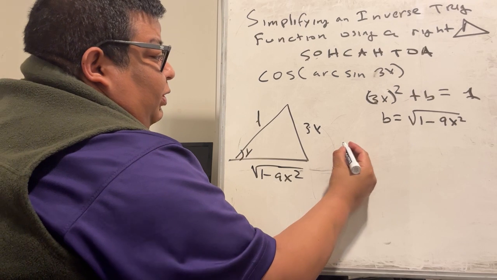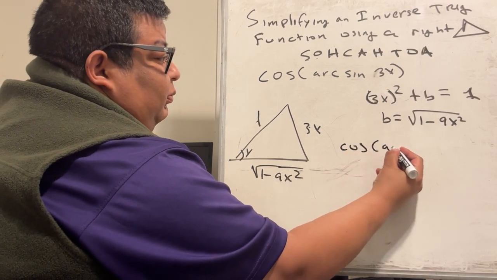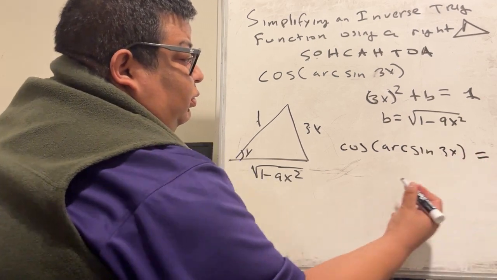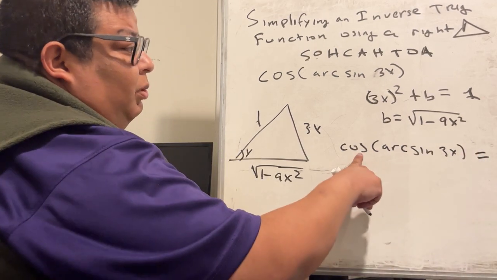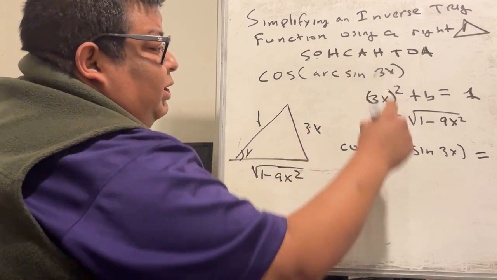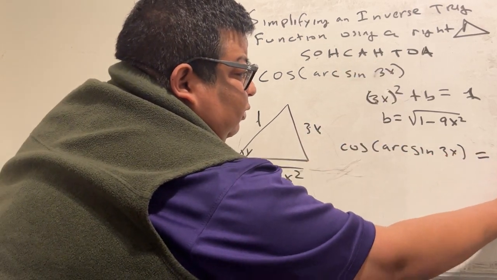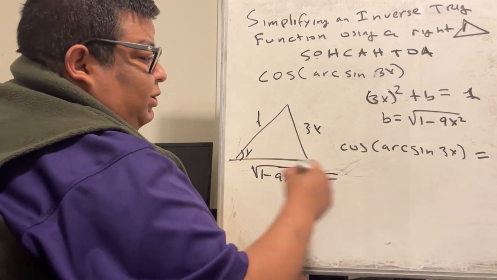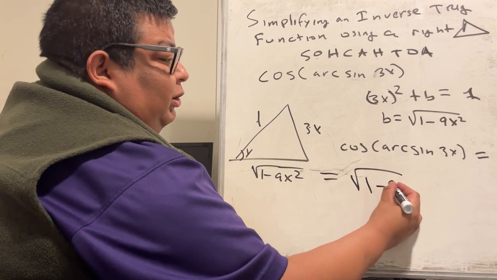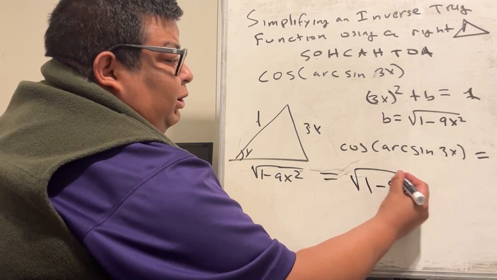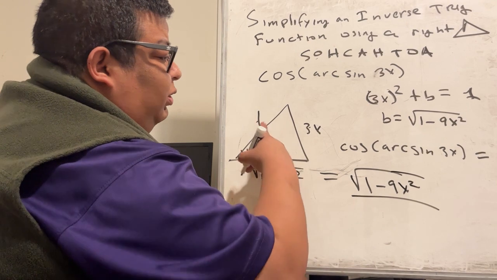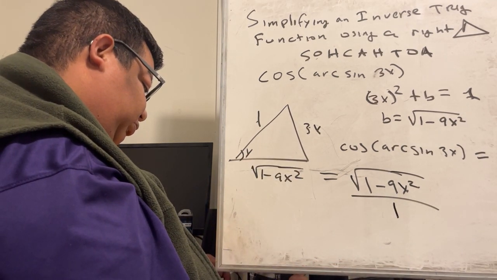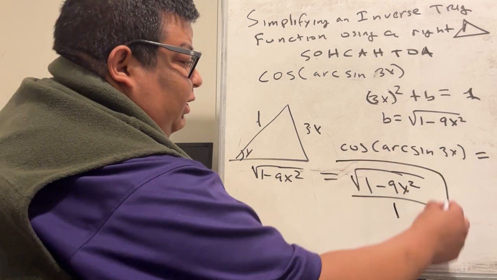So now this expression is going to be like this. Remember, cosine in SOHCAHTOA is adjacent over hypotenuse. That means that it is equal to adjacent, which is 1 minus 9x squared, all over hypotenuse, which is 1. And that should be our answer.